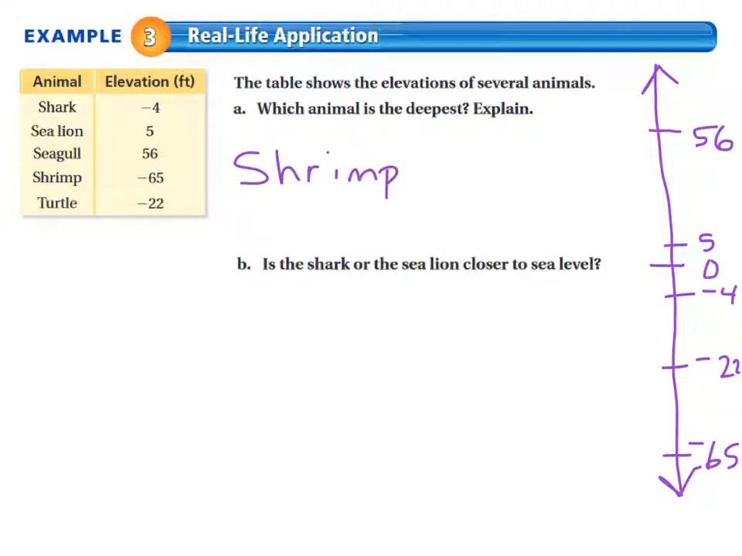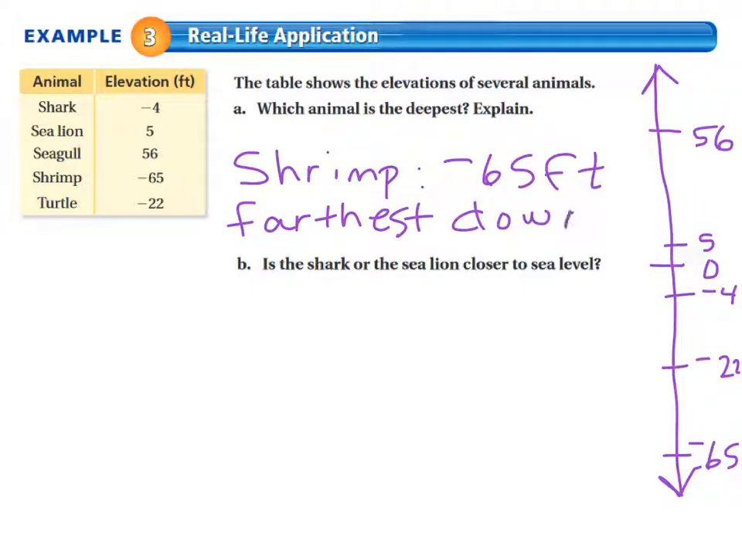Its elevation is -65 feet, and it is the farthest down on the number line.